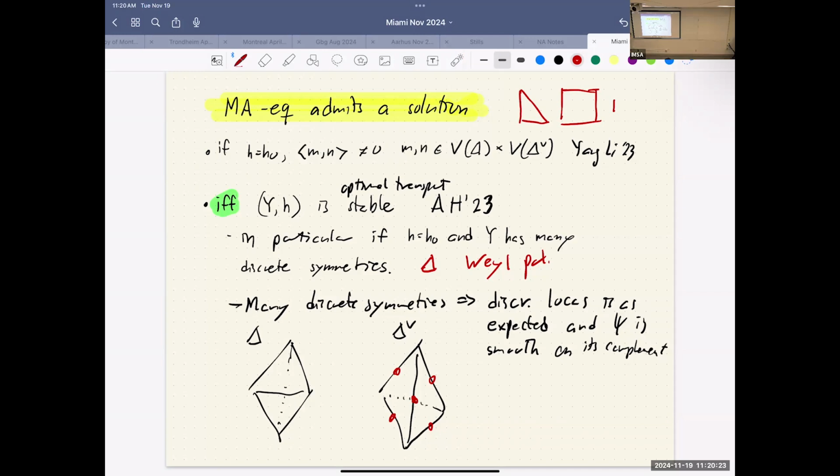I'll quickly do some examples now. Like this. This is also a Weyl polytope. So you have these, where the discrete symmetry group is vertex transitive and face transitive. I fix a point, and because this root system has these reflections, I take the orbit under all of those reflections.